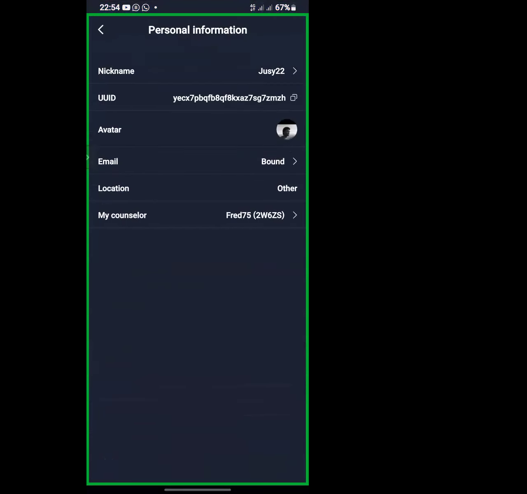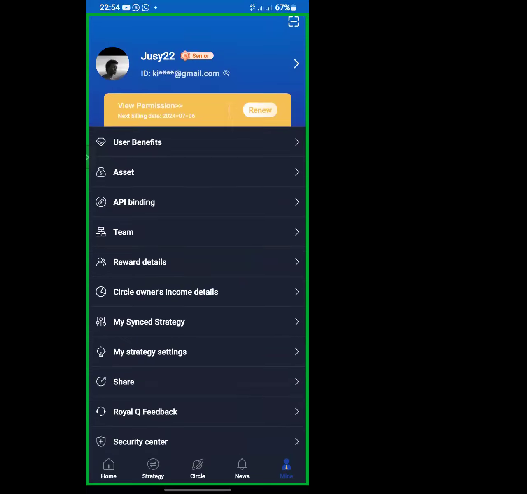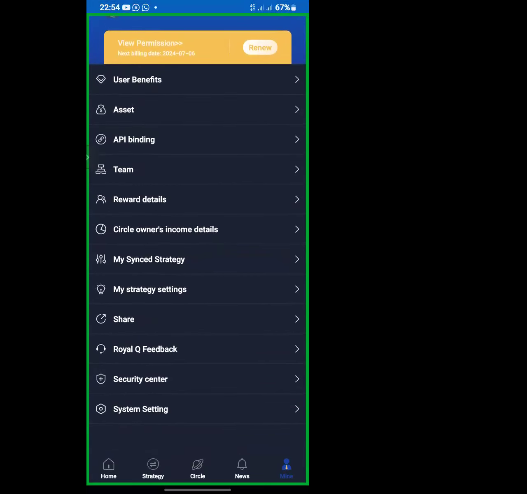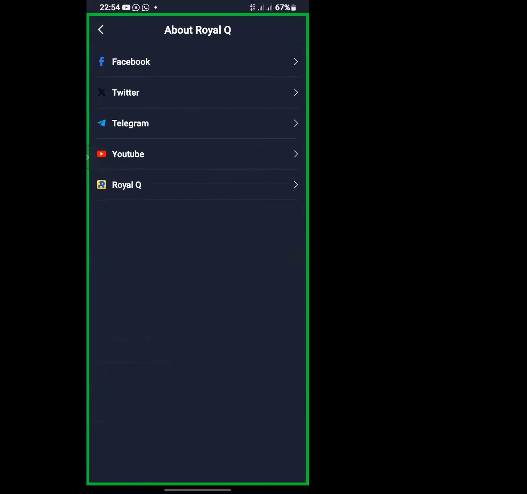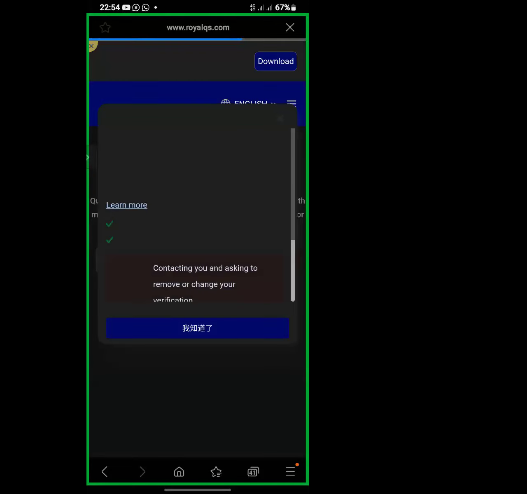You're going to click on system setting here, then click about Royal Q, then click down Royal Q, then you go to their website. The website will show you everything about Royal Q and how it works. So Royal Q is not a scam. If you're new and haven't joined Royal Q, it is not a scam. I've been doing Royal Q for 2 years in July. I joined Royal Q in July 2022.